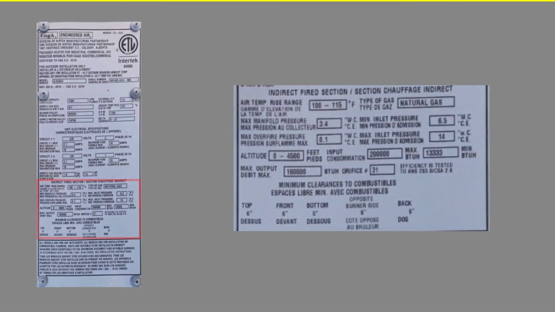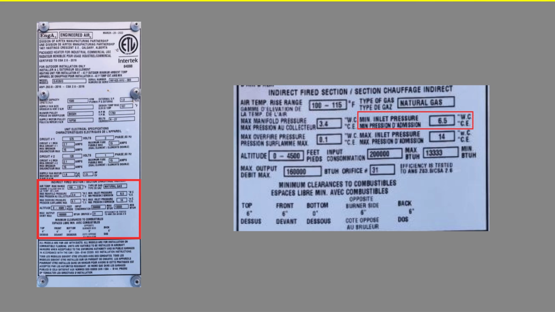Ensure the inlet pressure has not dropped below the minimum rated inlet gas pressure listed on the ETL label. If the inlet pressure has dropped below this rating, you'll have to increase the pressure on the inlet pressure gas regulator. Verify that the measured manifold pressure matches what's stated on the label. It is acceptable for the manifold pressure to have a deviation of 0.3 inches water column from the rated value. If the manifold pressure is not within range, adjust the manifold pressure regulator accordingly.